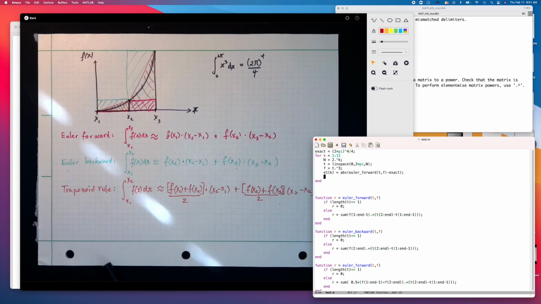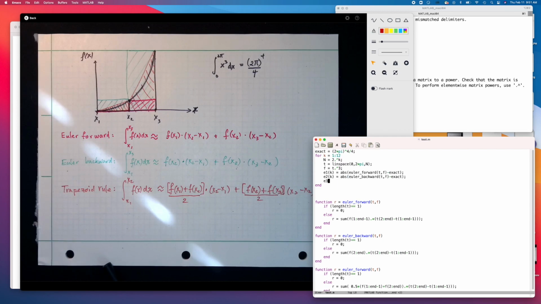And then E2 will be the absolute value of Euler backward minus the exact, and E3 will be the error for the trapezoid rule. And I think, what did I call it? Oh, I didn't change the name.